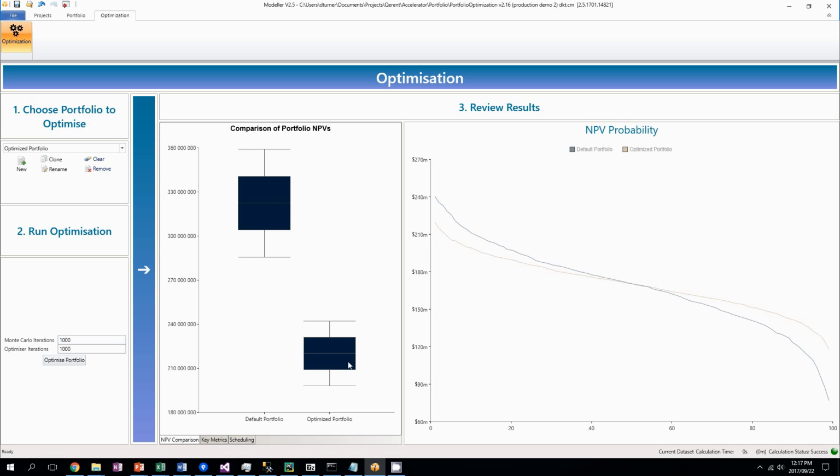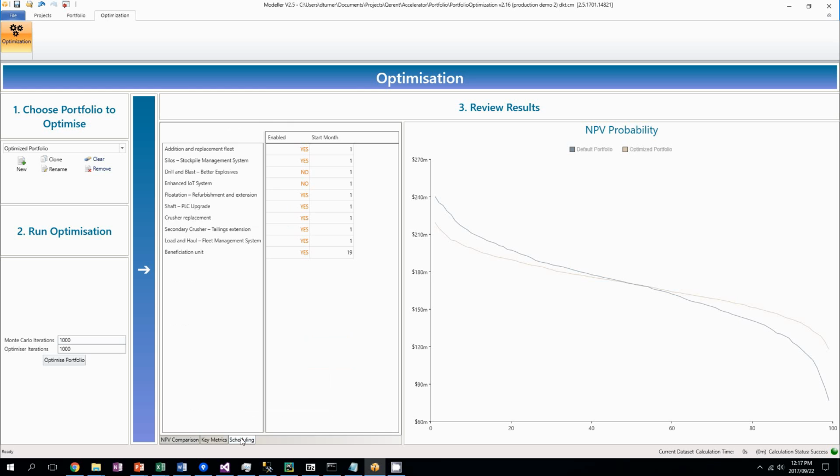And the optimized portfolio that the system has discovered, actually on a 50% confidence level, is at about the same level as running all of the projects. But notice that this thin grey line representing the optimized portfolio has a much smaller slope, which means that there's a lot less risk involved in the optimized portfolio, even though in the P50 case it gives you about the same return.